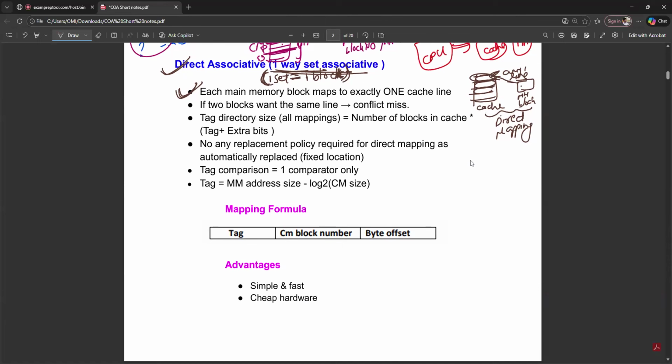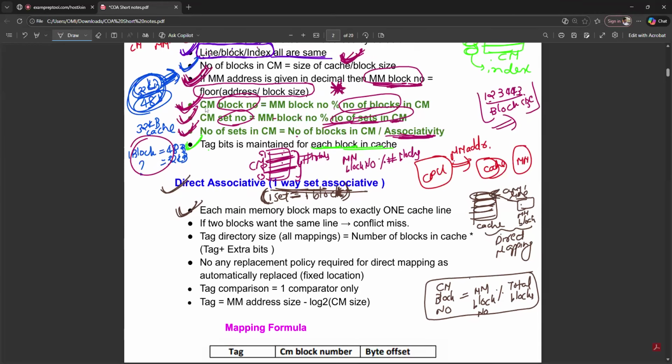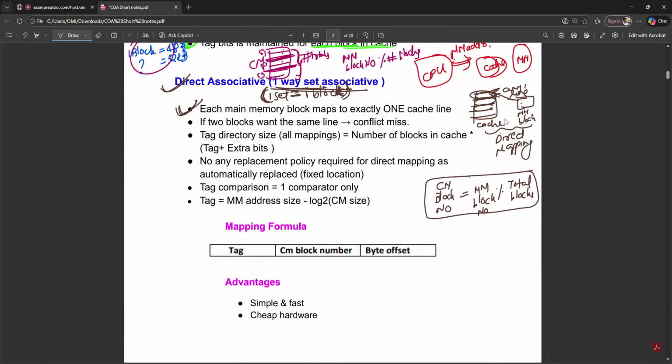Cache memory block number equals main memory block number, like the formula I told you above, mod total number of blocks. With the help of this formula, you can find where this main memory block will be mapped in the cache. It maps to exactly one cache line only, so keep this in mind.